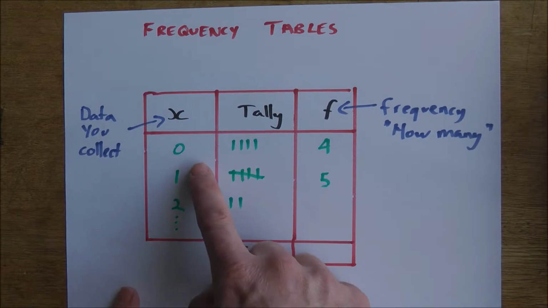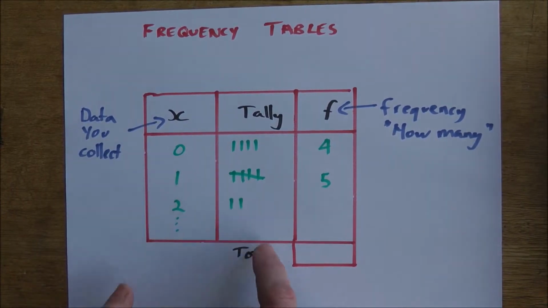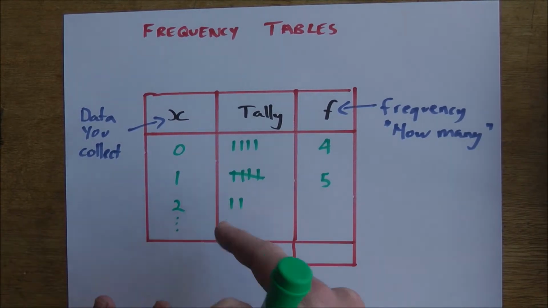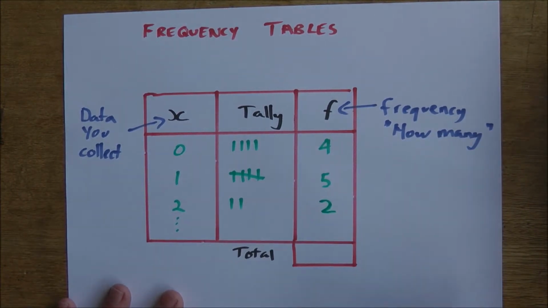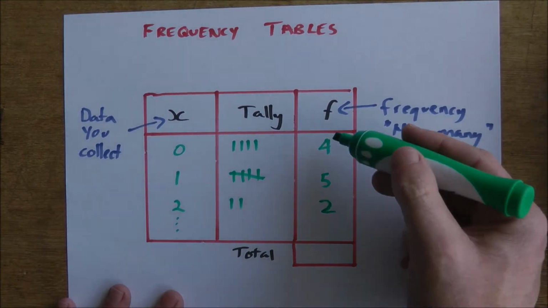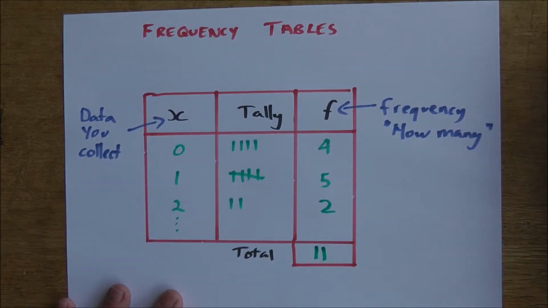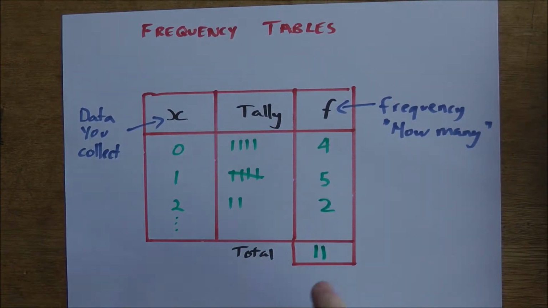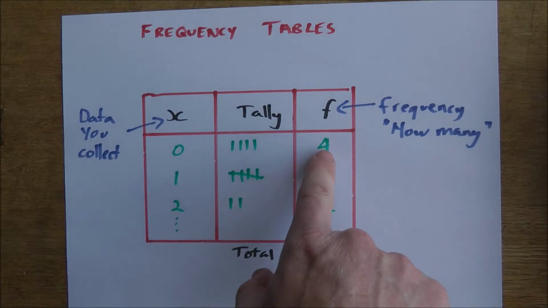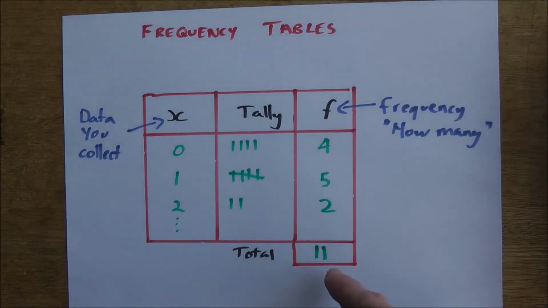And then you add it all up at the end. So we've got 0's got 4, so we have 4. 1 has 5, so we've got a 5 over here. 2, we have 2. And we can total this column up for a total down the bottom here. So 4 plus 5 is 9, plus 2 is 11. So this column here we refer to as our frequency, or how many. So how many of the responses were 0? There was 4. How many were 1? There was 5, and so on. And it totals up, we had 11 responses in total.